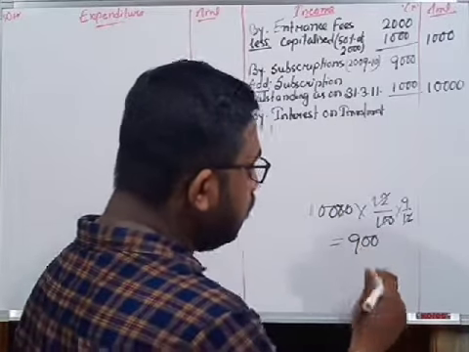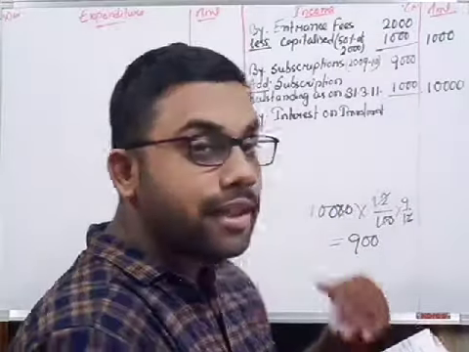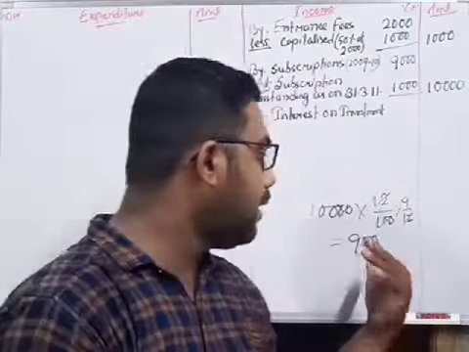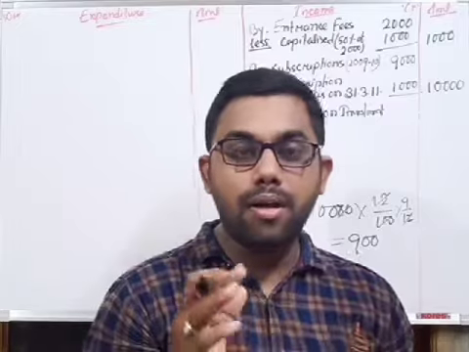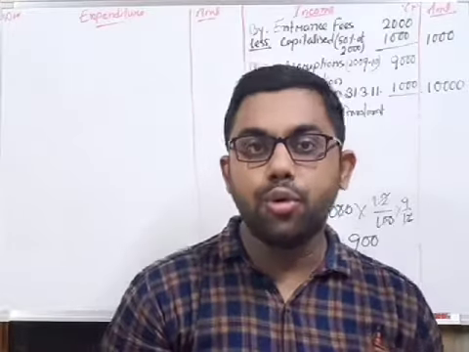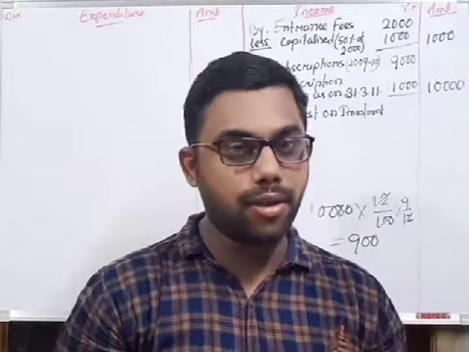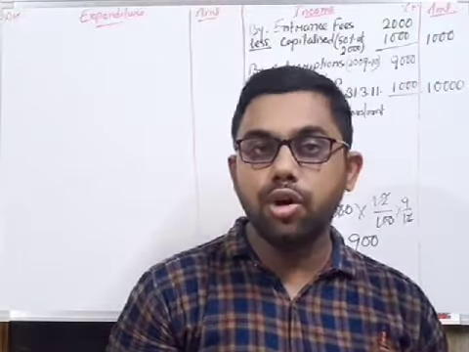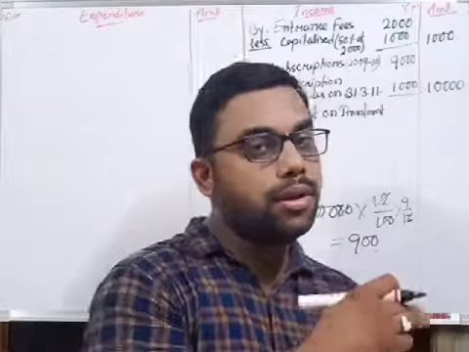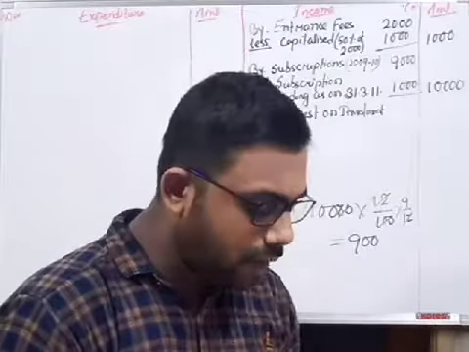So what is the amount of interest we should have received? 900, but in our question we received 800. That means 100 is outstanding, or we can say 100 is accrued, that is, interest we have earned but not received. So what should we do? We have to add rupees 100 to the amount of interest received on the investment.